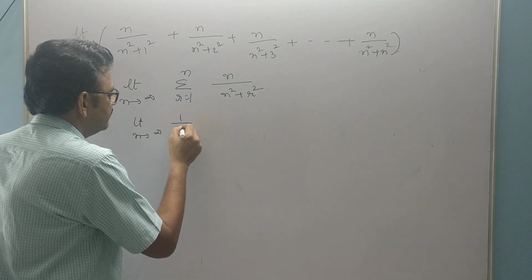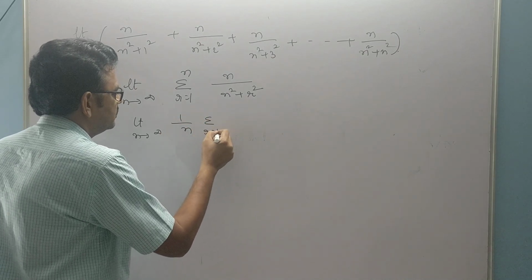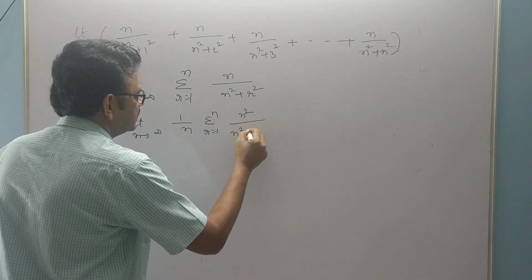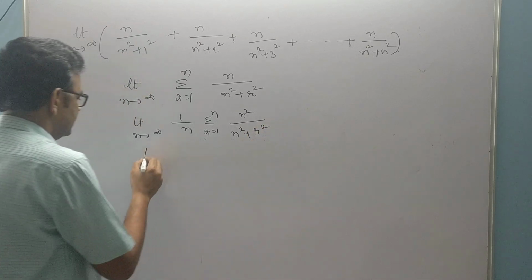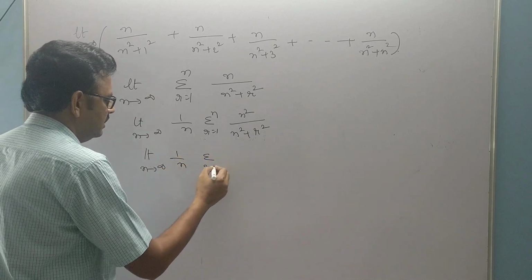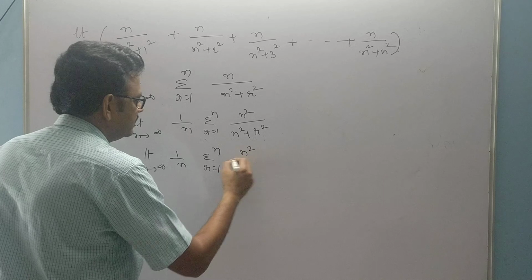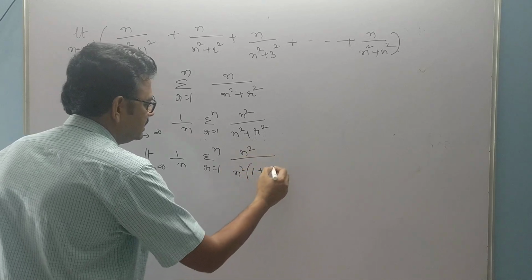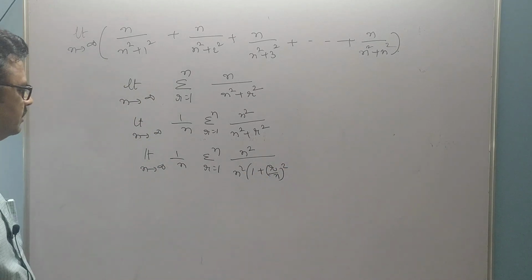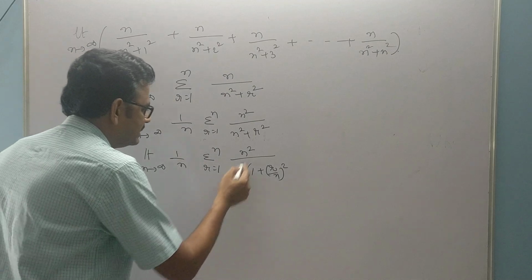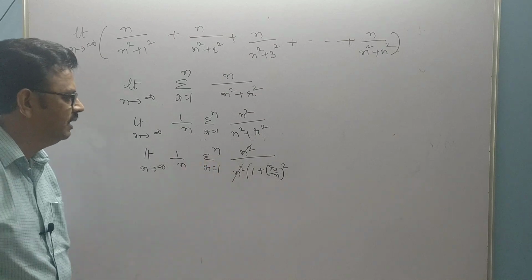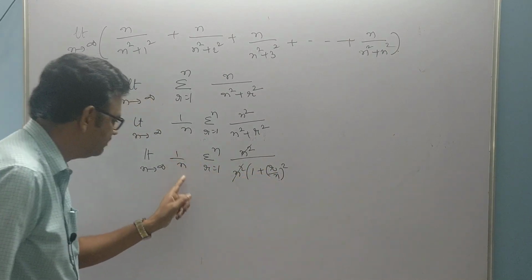Now I am multiplying and dividing by n. Sigma r equal to 1 to n of n by n square plus r square. That is limit of n tends to infinity 1 by n into sigma r equal to 1 to n of 1 by 1 plus r by n whole square, taking n square common. Now these get cancelled. Now the sigma becomes integral, r by n becomes x, and 1 by n becomes dx.